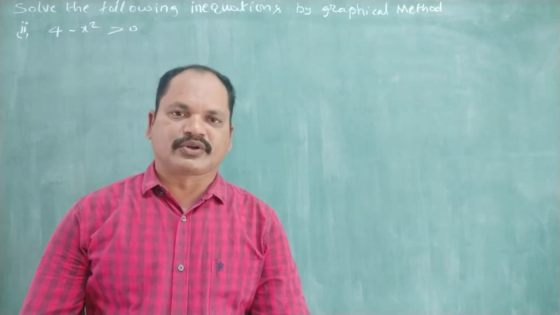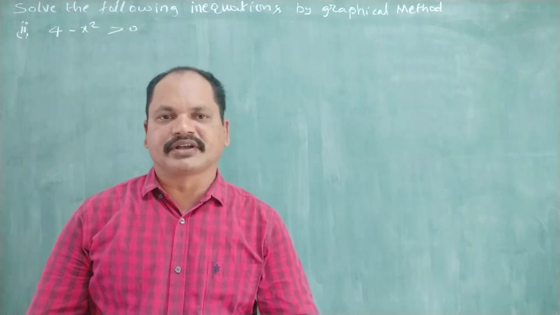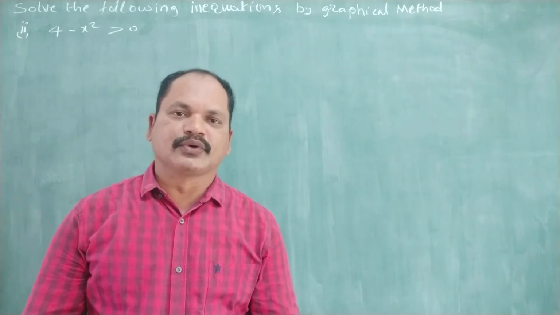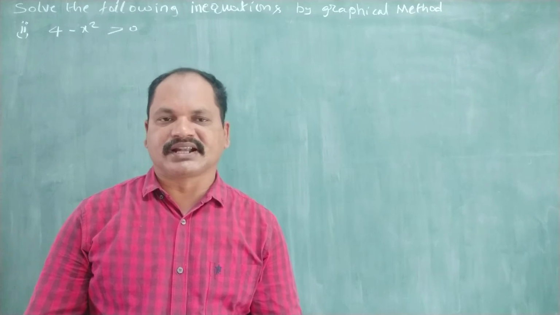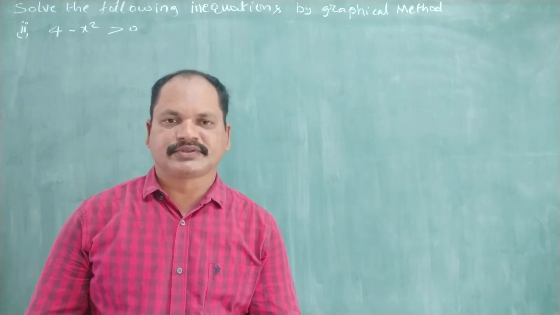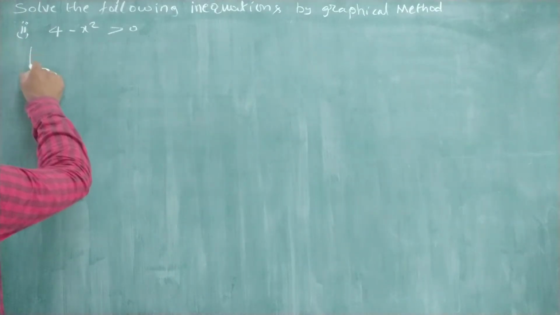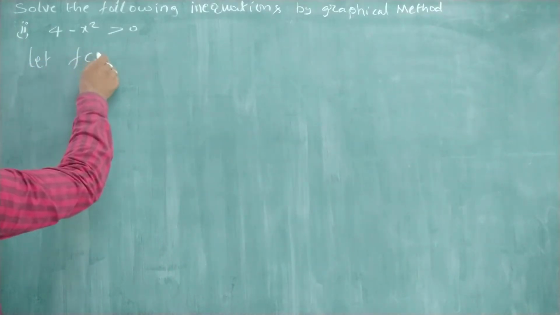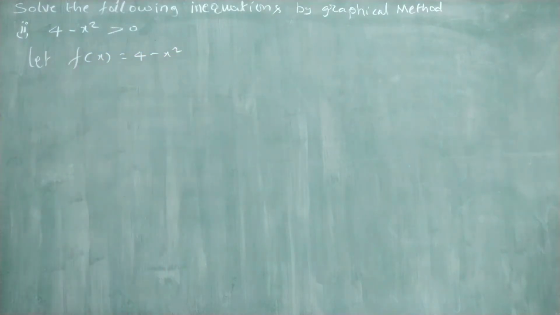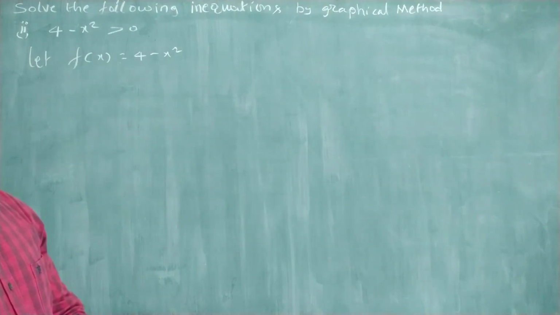Dear students, we are going to solve the following inequation by using the graphical method. The question is 4 minus x square is greater than 0. That means the given expression is positive. So let us say f of x is equal to 4 minus x square.